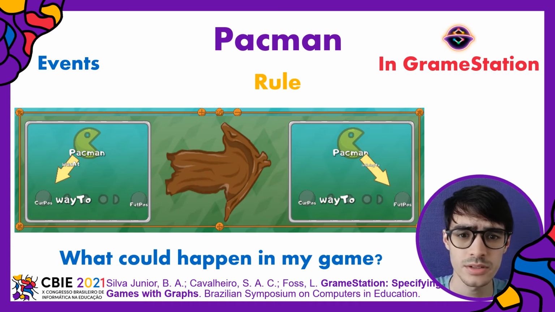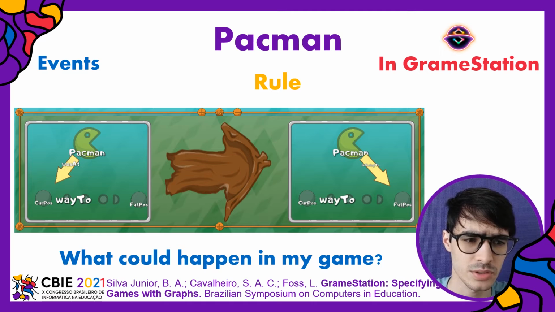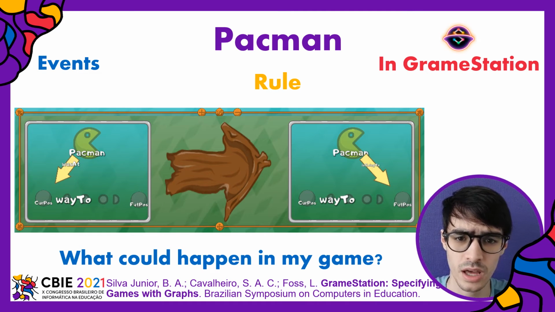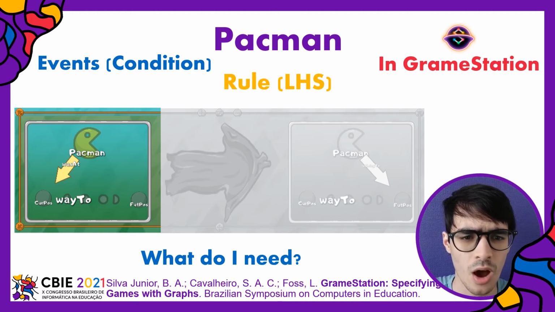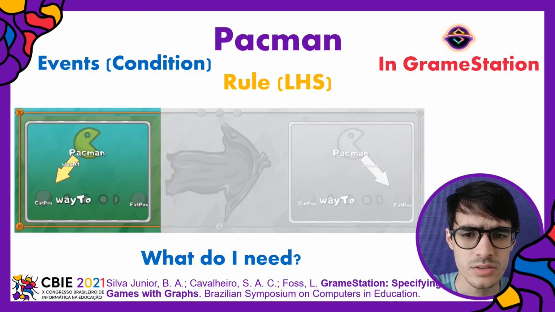At last, you need to think, what could happen in my game? The Pac-Man should be able to move from a place to another, and so should the ghosts. The Pac-Man should be able to eat the fruit, and the ghost should be able to kill the Pac-Man. But how can you make all of that happen in a graph-grammar? Basically, you need to think, for each of those events, how was the situation before it happening and how it is going to be after it happens.